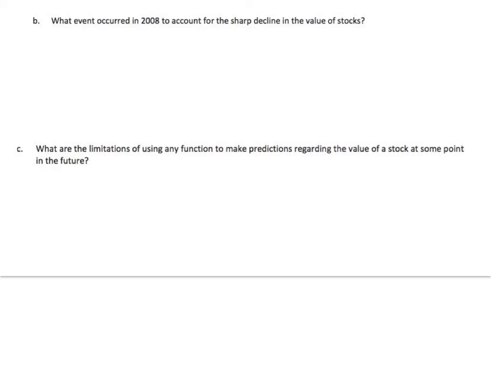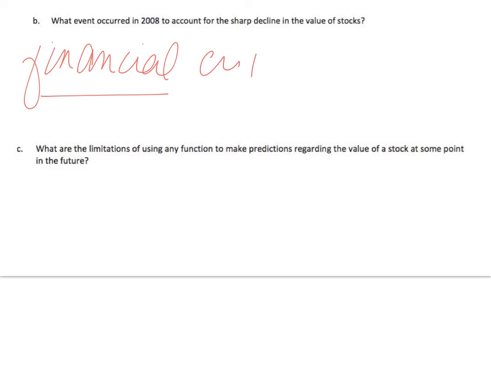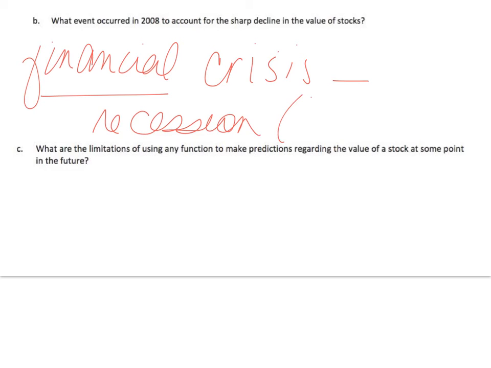So what event occurred in 2008 to account for the sharp decline in the value of the stocks? This would be the financial crisis. Most adults are aware this happened. You guys may not so much. So the financial crisis occurred, and that was sort of the start of our little recession that we had in the U.S. Okay, housing was a big part of that.